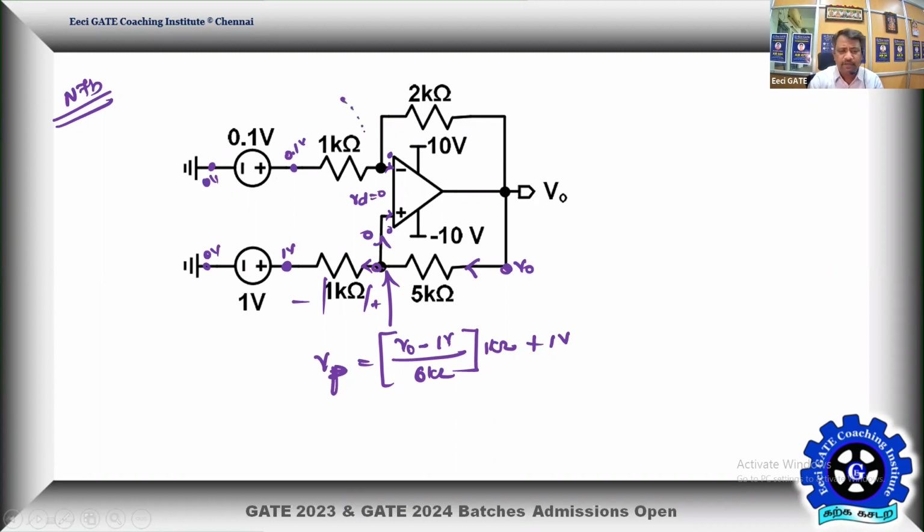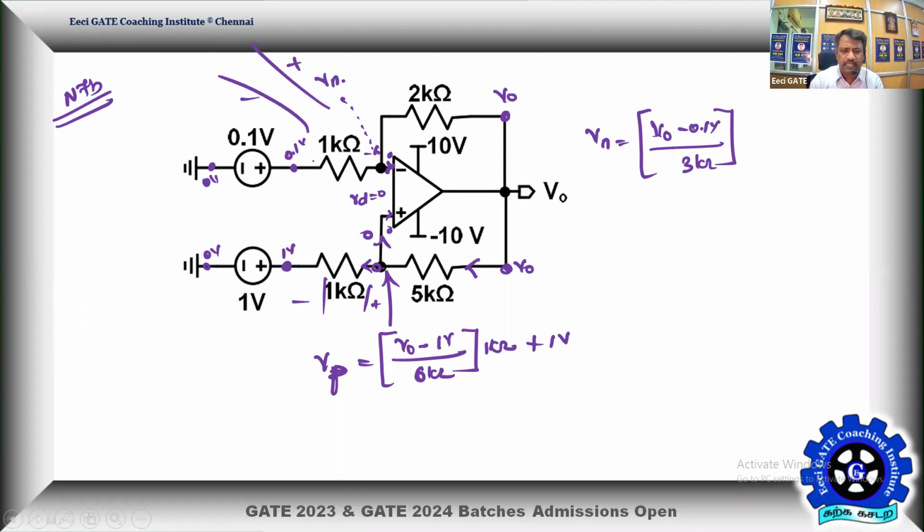Similarly, we'll derive one more equation for the inverting terminal, call it VN. The inverting terminal current is also equal to 0. Same way you find this. This point is going to be V0. If that is the case, what is VN? VN is equal to V0 minus 0.1 divided by the total resistance 2K plus 1K, that is going to be 3K. That's the current in this, and then find the drop across 1K, that is going to be plus minus as per the current direction. You call this current I1. So this is I1 into 1K, and this is I2, and I2 into this 1K plus this 0.1.